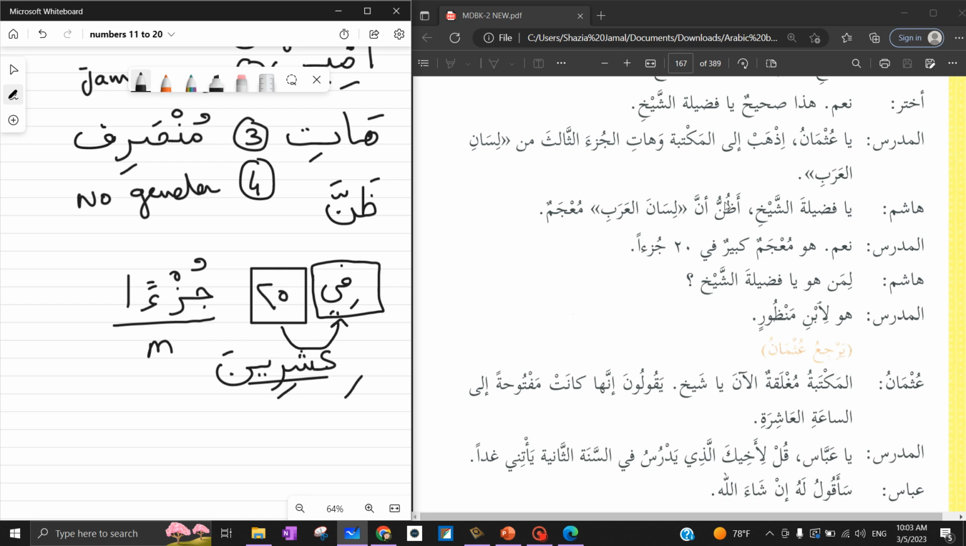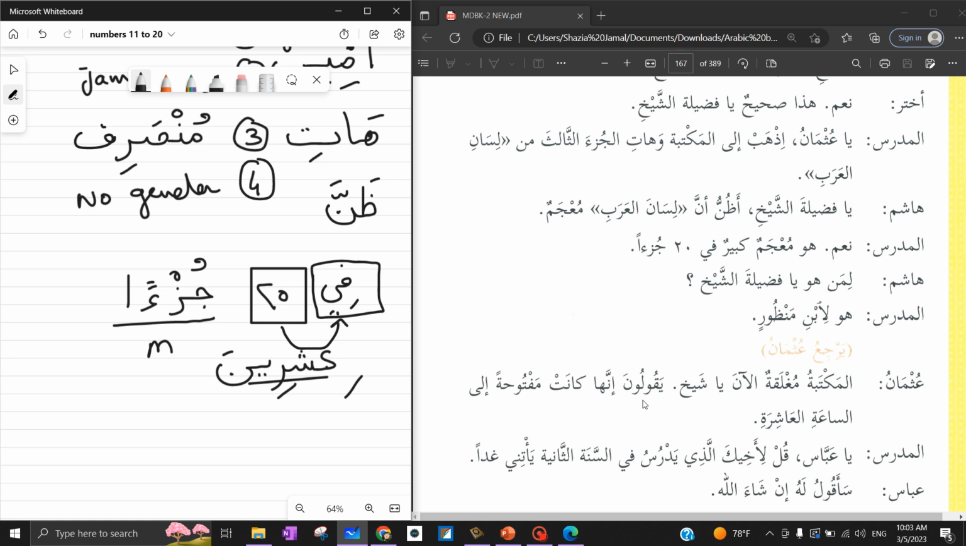Now, while this conversation was going on between the teacher and the student, what happened? Yarji'u Uthman. Now, who was Uthman? The teacher sent him to get the dictionary from the library, right? So he came back, in the middle of this conversation. Uthman says, Al-maktabatu mughlaqatun. Mughlaqatun means it is closed. It comes from mughlaq. Why is it with tamarbuta? Because of the feminine noun. It is mughlaqatun, closed. Al-an, now.